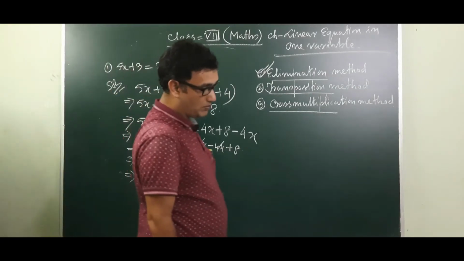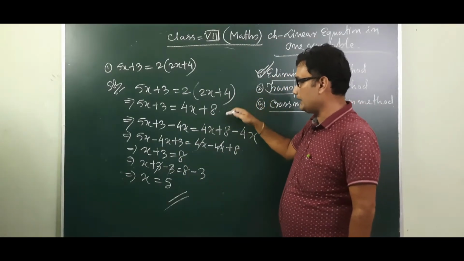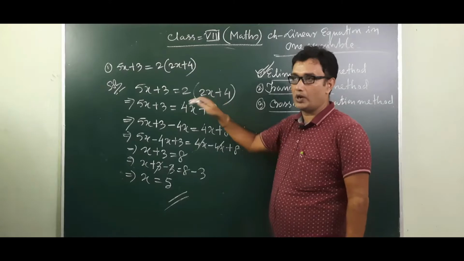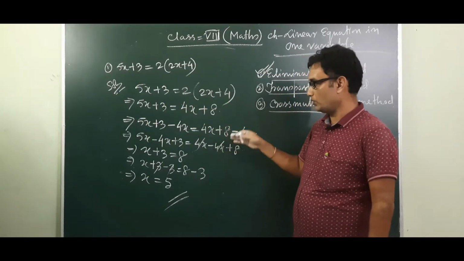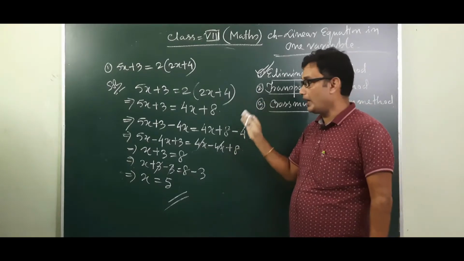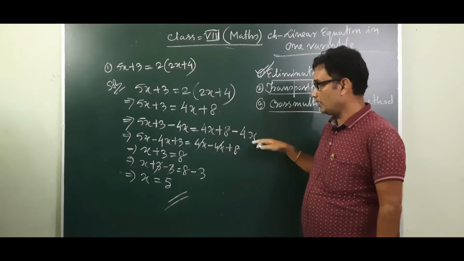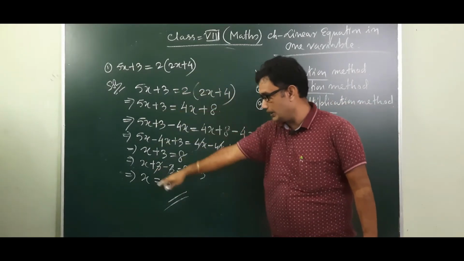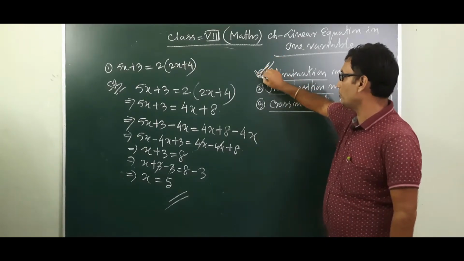In elimination method, don't forget that you can't take any number from left side to right side, or you can't bring any number from right side to left side also. Only you have to see the question and you have to subtract from both sides. So this method name is what? Elimination method. So this is all about your elimination method.